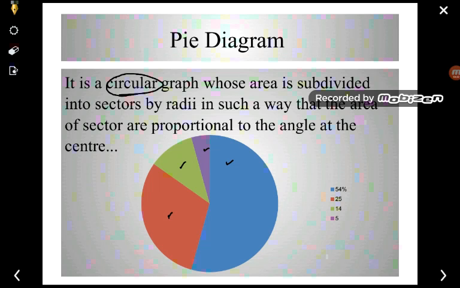Tomorrow after this lecture we are going to take a few examples, and you have to solve them and send me the answer. Tomorrow we are going to see how to calculate the pie chart.